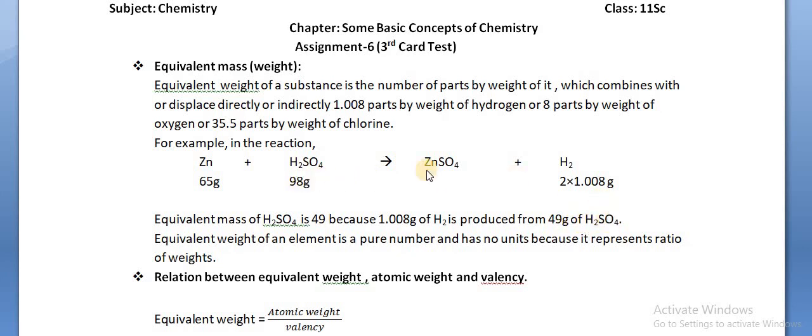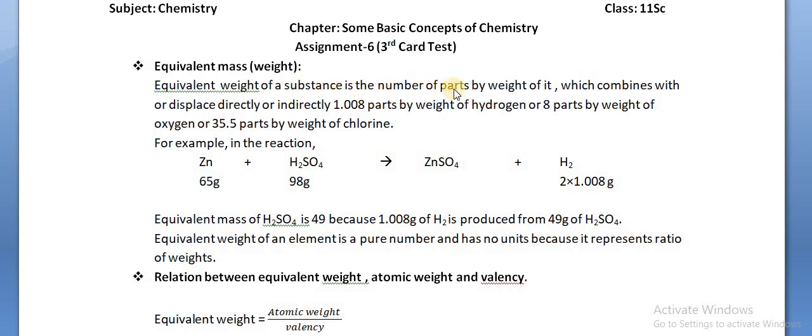Say for example, from this relation, if you see, for H2, that is hydrogen, this amount of hydrogen is produced from 98 gram. So for one hydrogen atom, if you consider only this one, 1.008, then this 2 will go and divide this 98, so it becomes 49. So we can say that the equivalent mass of sulfuric acid is 49 because 1.008 gram of hydrogen is produced from 49 gram of sulfuric acid. So it tells us from the definition as well.